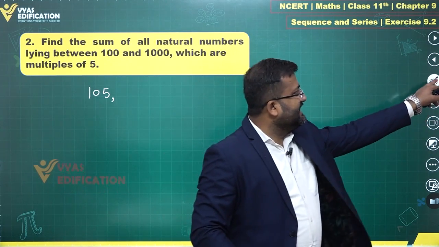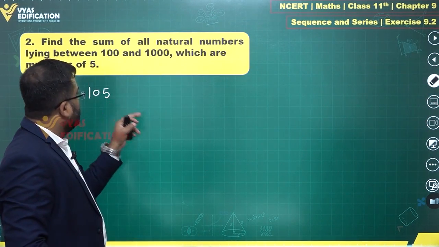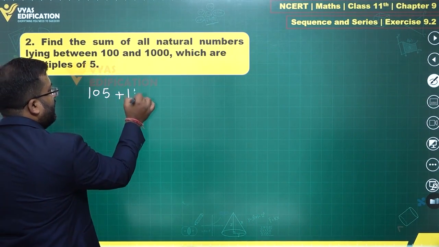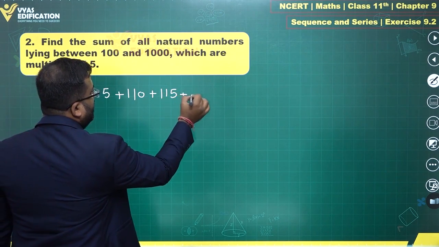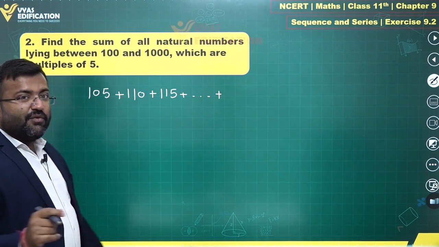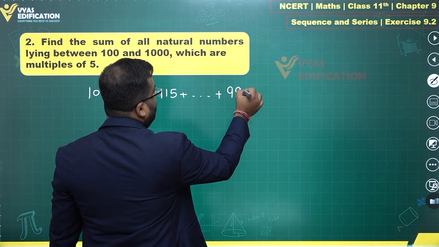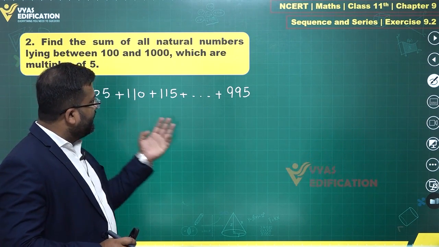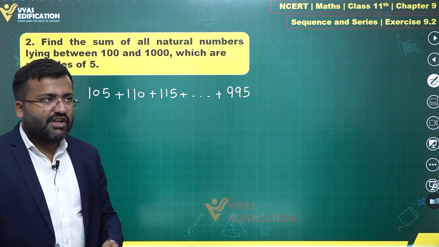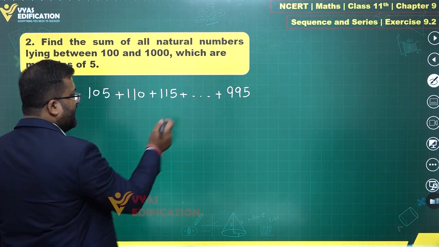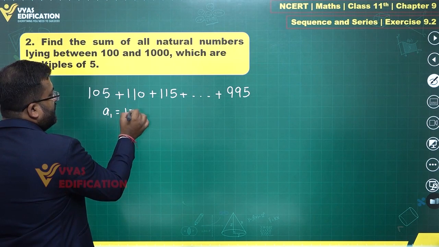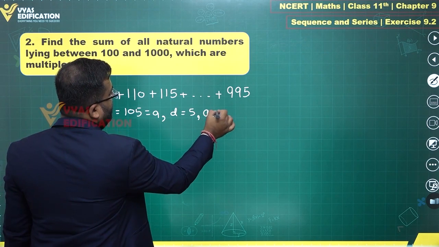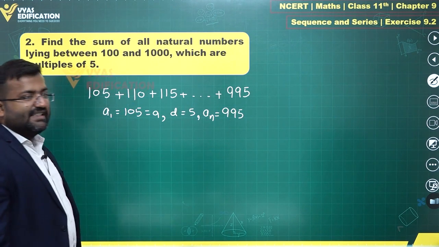For the sum, let us write the series directly. What will be the next term of this series? It will be 110, then you'll have 115, and correspondingly continuing further, just before 1000 you get 995. And once again, if you observe, this is an arithmetic progression, and you know the first term, common difference, and the last term. A1 is 105, this is A, common difference D is 5, and AN is 995. You know these three things.